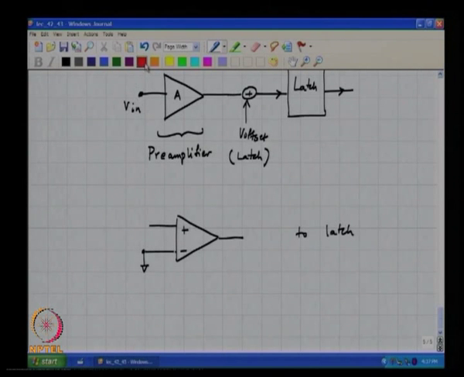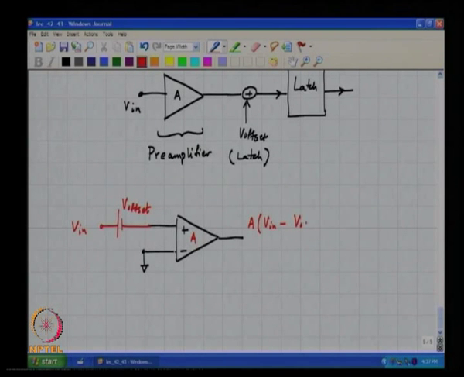In other words, the preamp has got an offset, so the output voltage is actually A times (V in minus V offset). Now, the question is, what do we do to fix this? Issue of preamp offset.